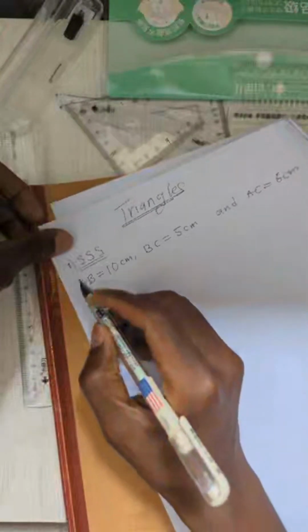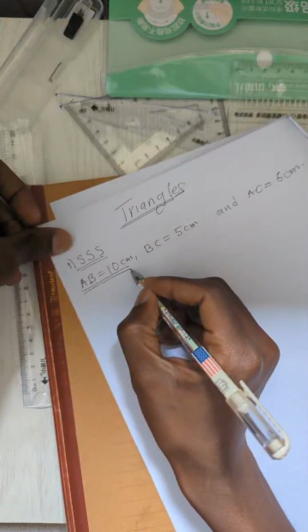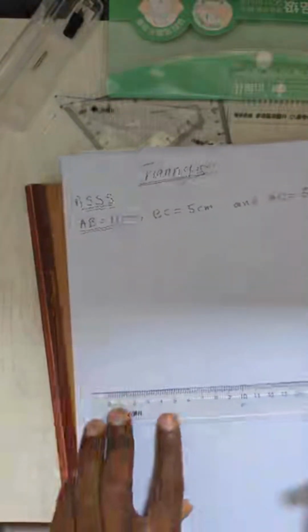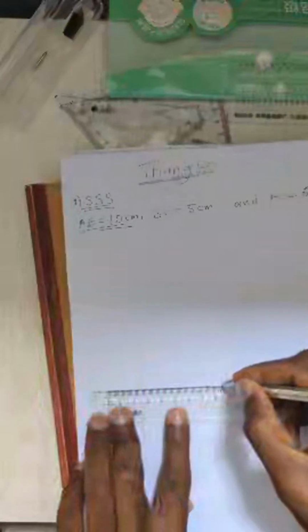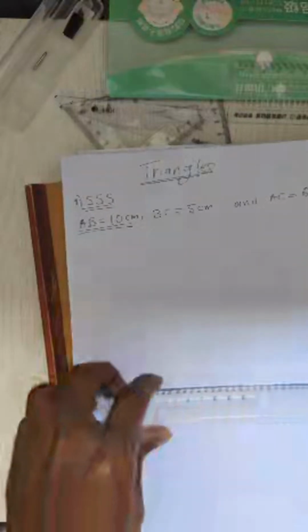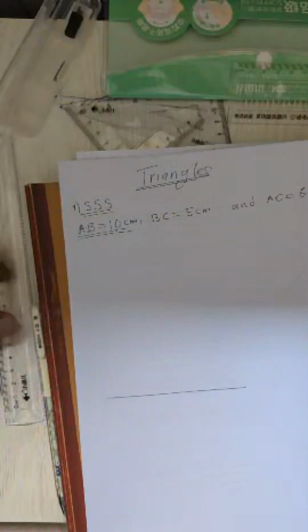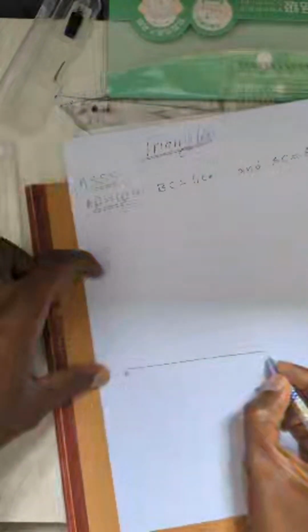So first you start with one of the given lines, in this case AB, 10 centimeters. So you get your meter rule, you put it on the paper, you draw a line 10 centimeters starting from 0, you move 10 centimeters. Once you are done with that, next you want to have a line BC equal to 5 centimeters.